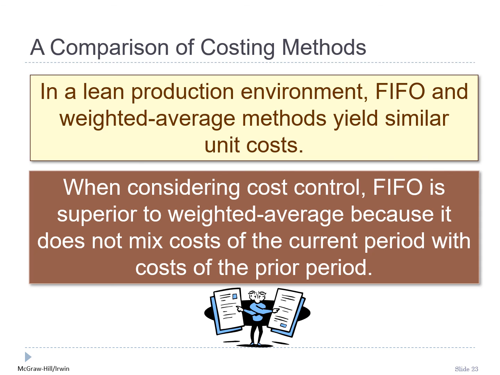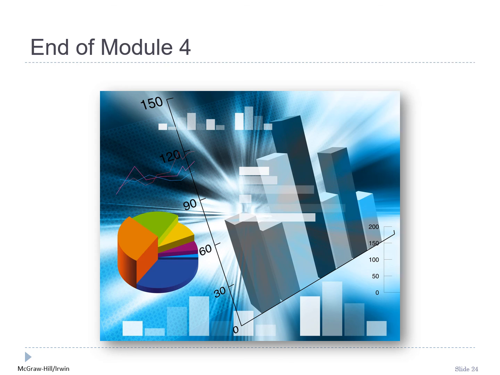Ayan, so comparison costing method. So, in a lean production environment, ibig sabihin ng lean production, merong smooth yung production, so walang losses. FIFO and weighted average method yields similar unit costs. When considering cost control, FIFO is superior to weighted average because it does not mix cost of the current period with cost of the prior period. Kasi nga, separate yung accounting for beginning tsaka dun sa started and completed. Yan. And on module 4, in case you have question, just let me know. Thank you and aral pa more.